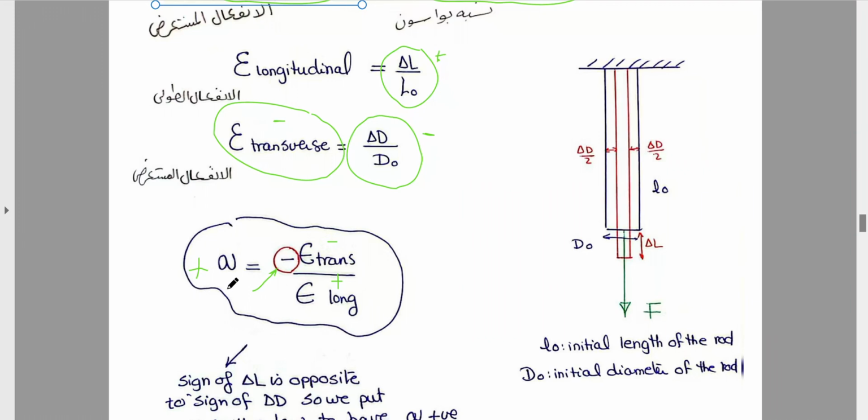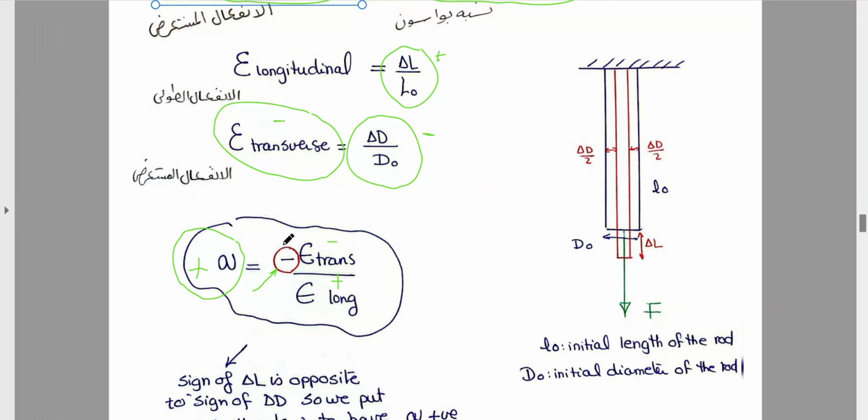I don't want it to be negative. I want Poisson's ratio to be positive only. That's why in the law we put a negative sign to be sure that Poisson's ratio is a positive value.